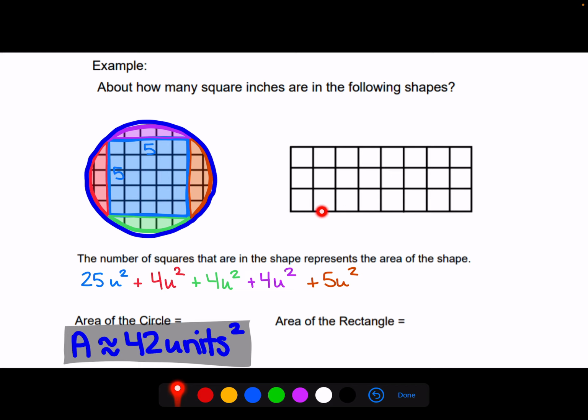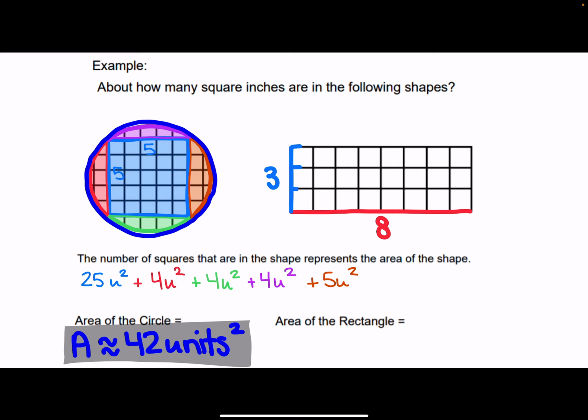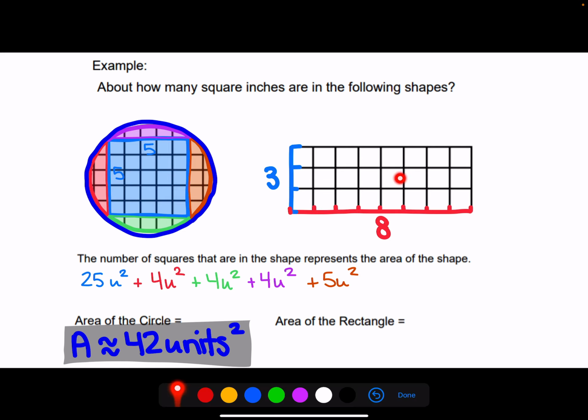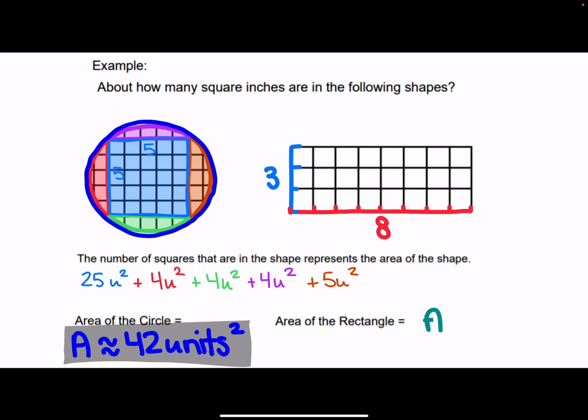And over here with the rectangle, we can see that we have 3 rows and 8 columns, so I can just do 8 times 3, or I can just count up 8 three separate times. Either way, my final answer will give me 24 units squared.